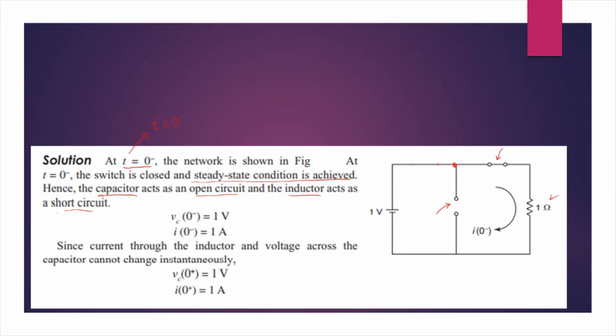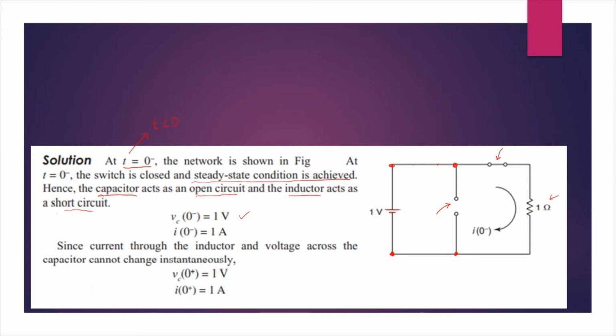The resistance will not have any change during steady state condition. So we have to find the voltage through the capacitor. The voltage through the capacitor is parallel with this, that is this 1 volt. There is no other element, so we have to consider only this 1 volt. So the voltage through the capacitor is 1 volt.